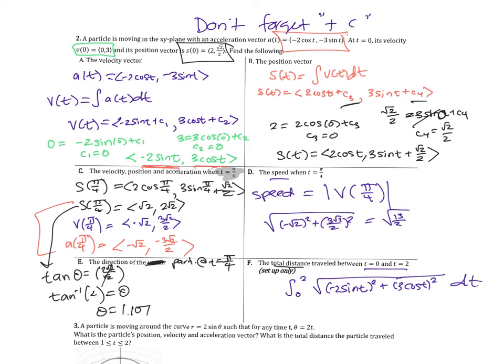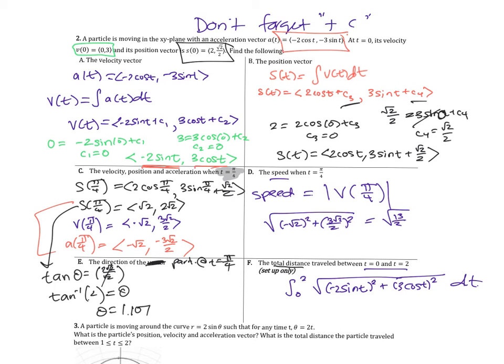So hopefully you're feeling pretty good about moving between position, velocity, acceleration, talking about speed, talking about the direction, meaning asking about theta, or total distance. And if you need to, you can go watch that part of the video again. Let's extend this idea of position, velocity, and acceleration a little bit further into more of what we have been talking about in Unit 9.